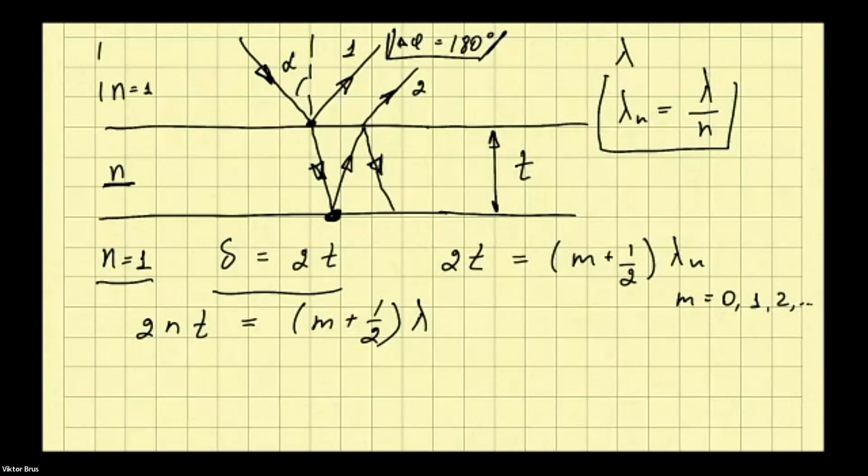Obviously, since we have this condition for constructive interference, for interference maximum, we should specify the condition for interference minimum. So that will be 2 times n times t equal to m times lambda, where m also changes 0, 1, 2, and so on.